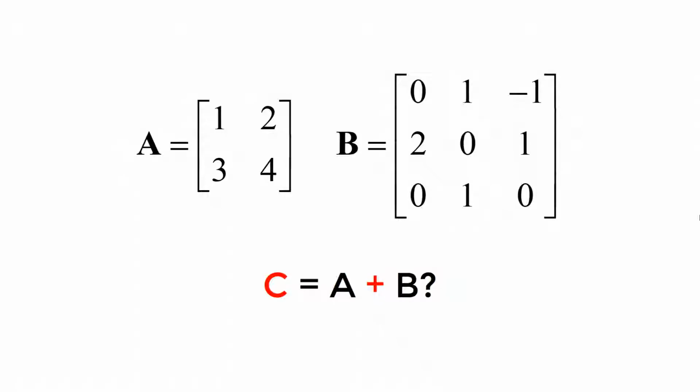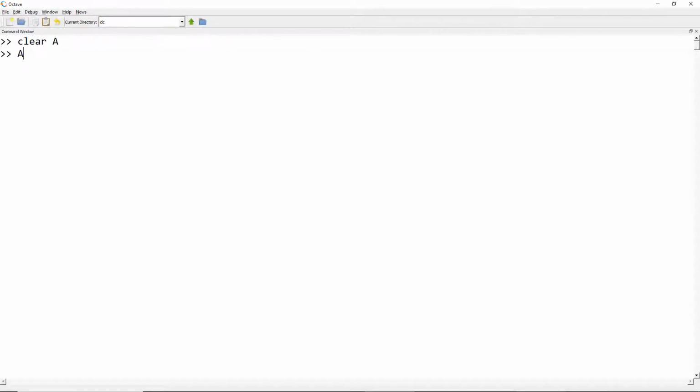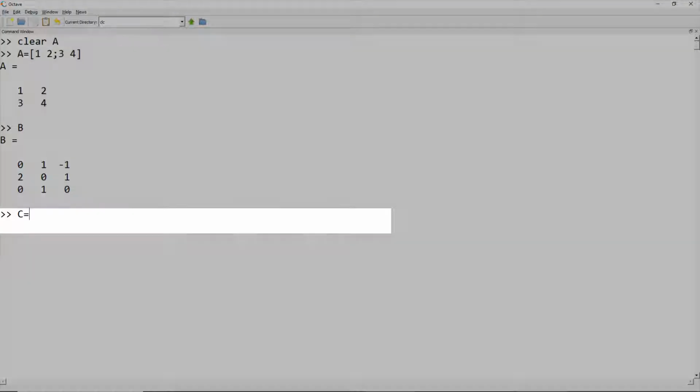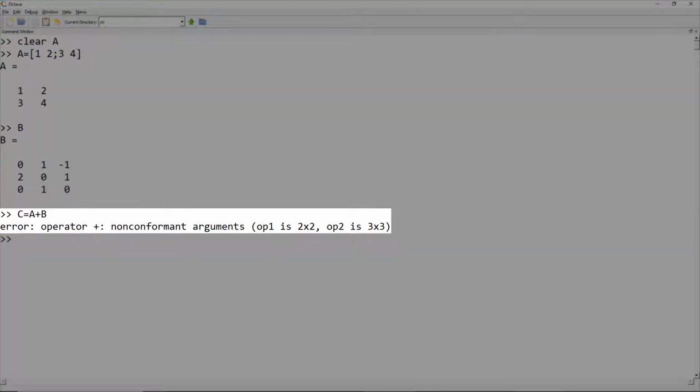What if you want to add two matrices A and B having different sizes? For example, 2 by 2 matrix plus 3 by 3 matrix. Since I have the existing 3 by 3 matrix A, I will clear variable A, then create a new 2 by 2 matrix A. Unless you clear the existing matrix A, it will remain as 3 by 3 matrix. When you add two matrices, you can see the error message saying that the matrix size does not match for matrix addition.